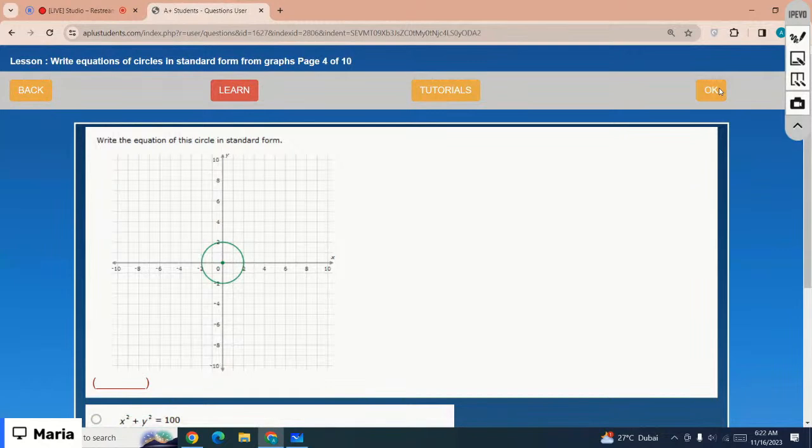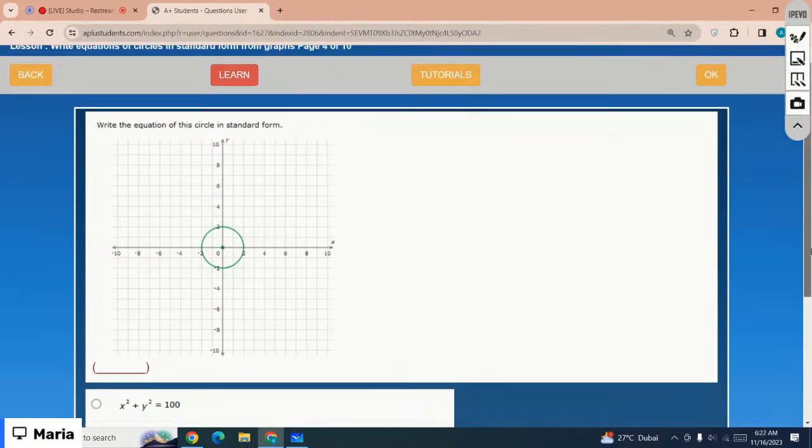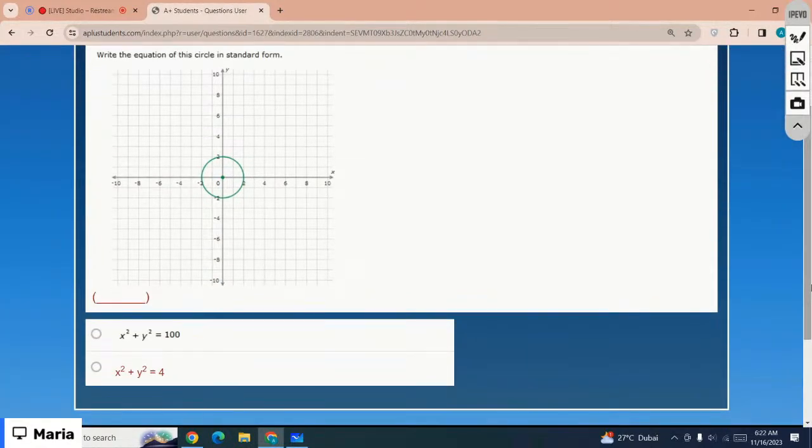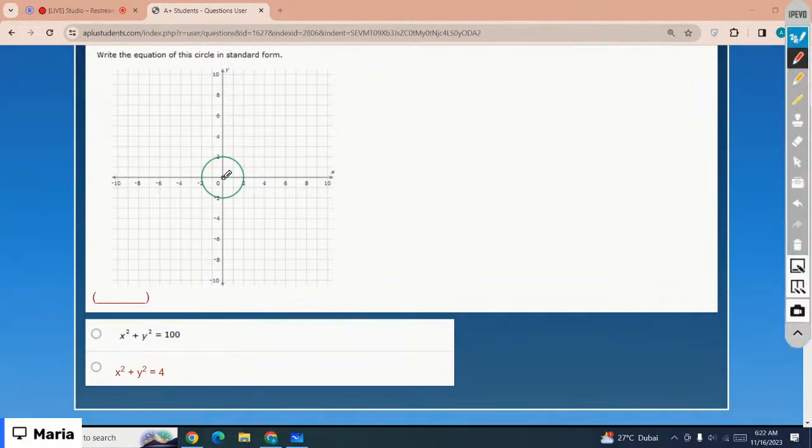Okay, the next one is write the equation of the circle in standard form. So which is the correct option? Option 1 or option 2? You have to find the center of the circle, right? The center of the circle is 0, 0. This is the origin, right? On the origin, both x and y are 0, 0. So the center of the circle is 0, 0, right?